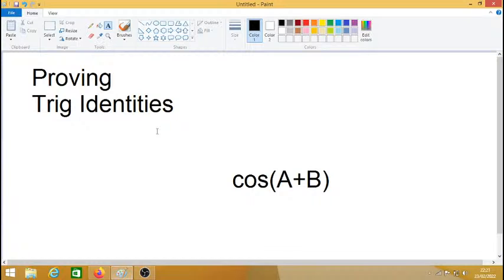Continuing live lessons on A-level maths. This is year 2 pure maths. And today's topic is proving trig identities. And this time we're going to be looking at an example where we're going to need to use the cos A plus B formula from previous lessons.